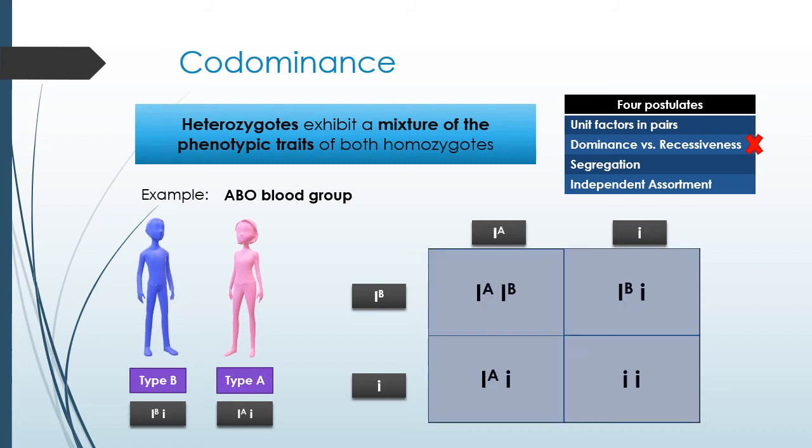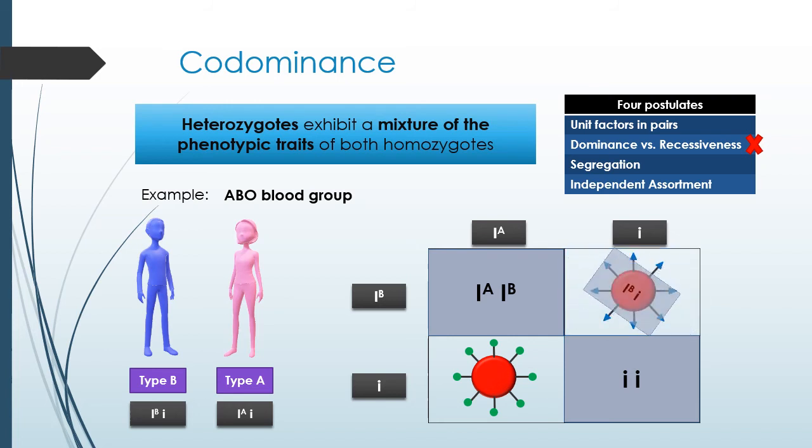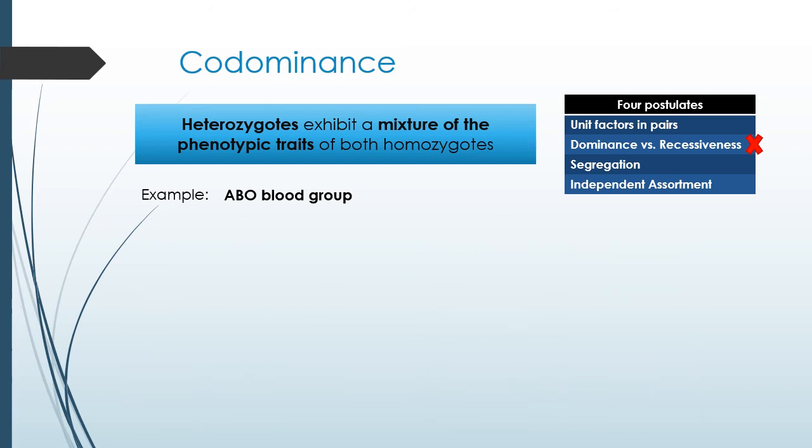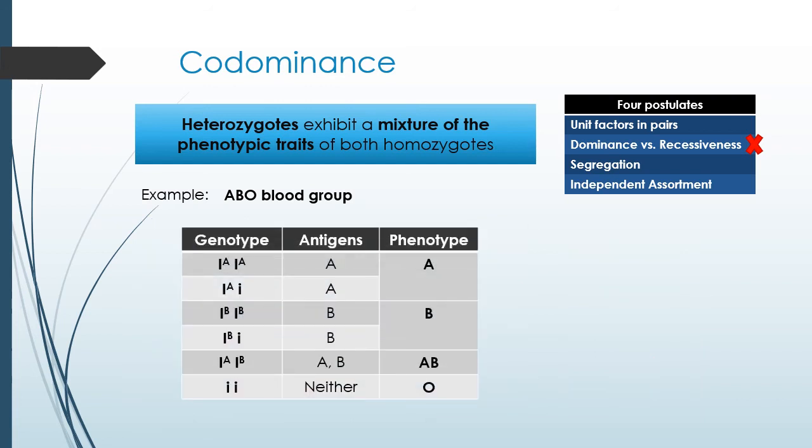The offspring with genotype IA and i will have blood type A. The offspring with genotype IB and i will have blood type B. The homozygous recessive offspring will have blood type O. But the one with both dominant alleles IA and IB will have blood type AB. As you can see in the illustration, the red blood cell of an individual with blood type AB has both kinds of antigens, A and B, on its surface, in equal number. This table summarizes the genotypes and phenotypes formed by the different combinations of alleles.